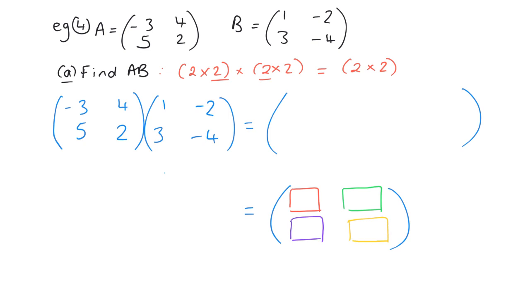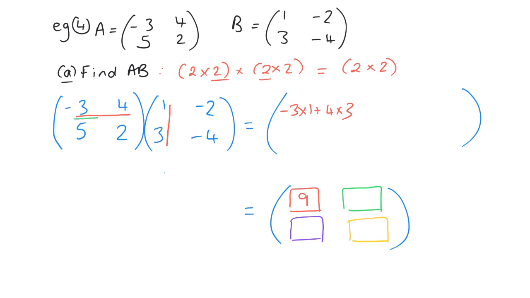Okay, so the red square is in the first row and the first column. So we multiply the first row by the first column. So that's minus 3 by 1 plus 4 by 3. So that's minus 3 plus 12. That gives us 9.